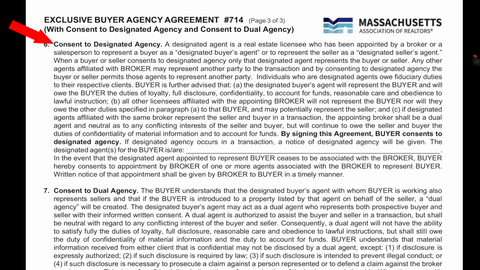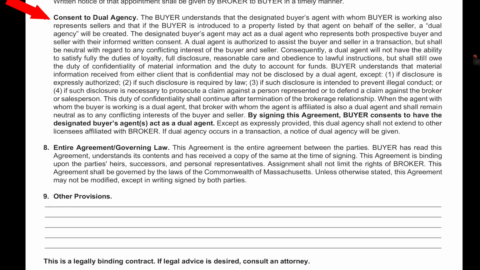So page 3, we have consent to designated agency as well as consent to dual agency. So under the consent to designated agency, you're going to write in your name. In that line, it'll be your name. And then the consent to dual agency, it's a conversation as far as how that occurs. Remember, when that is happening, as well as designated, when it's occurring, you do have to give them notice at that time. But right now, you're just getting consent.